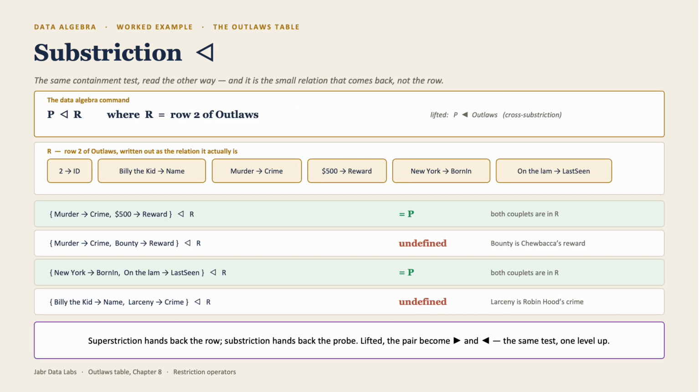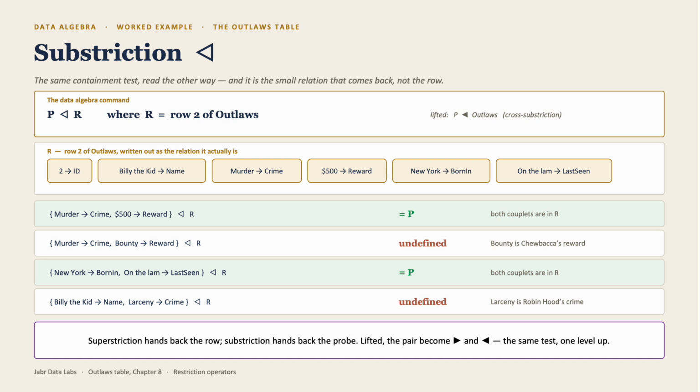So now let us illustrate substriction on the same outlaws table as before. Substriction asks the same question from the other side. The command is p substriction r, where r is row 2 of outlaws. Lifted to the clan, it becomes p cross substriction outlaws. Here is r written out as what it really is, a relation of 6 couplets, Billy the Kid's row. Now we test small relations against it. Murder points to crime, $500 points to reward. Both couplets are in R, so P is a subset of R, and substriction hands P back.